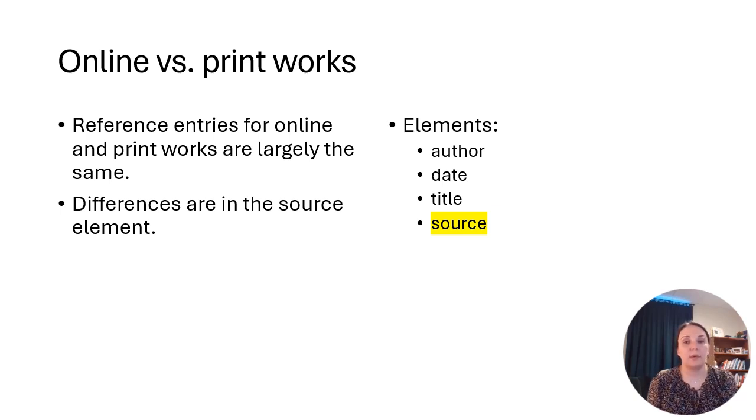All right, now when we're dealing with online or print works, the reference entries in APA style are going to be largely the same. The differences between the two are going to show up in the source element. In APA reference list entries, we have 4 elements: author, date, title, and source, which we'll talk about more in a second. And when we're dealing with something that's online versus something in print, those differences are going to show up in the source element.